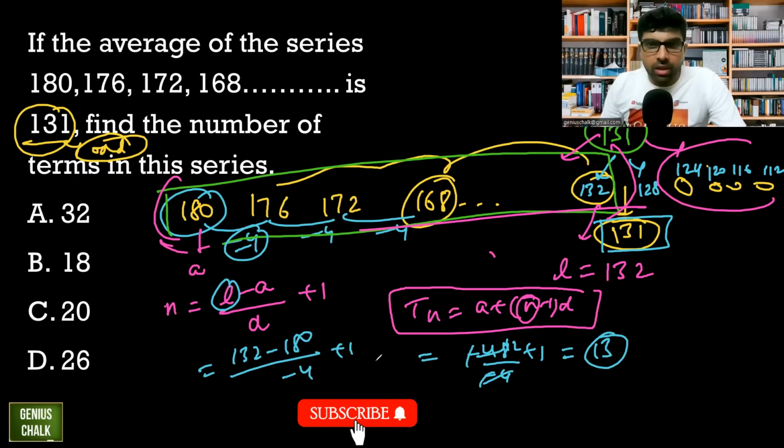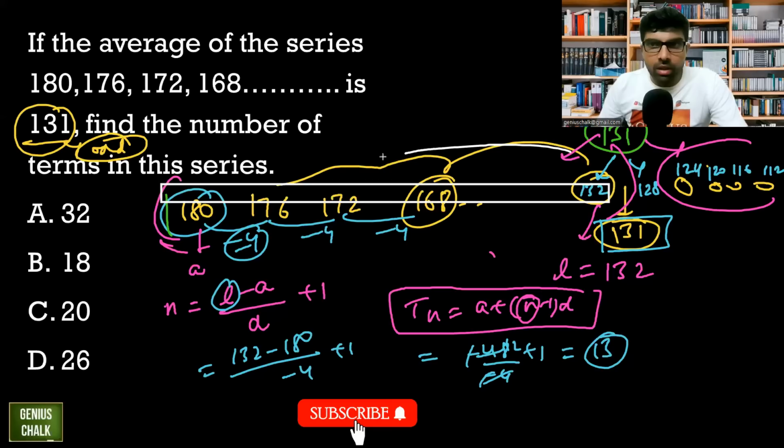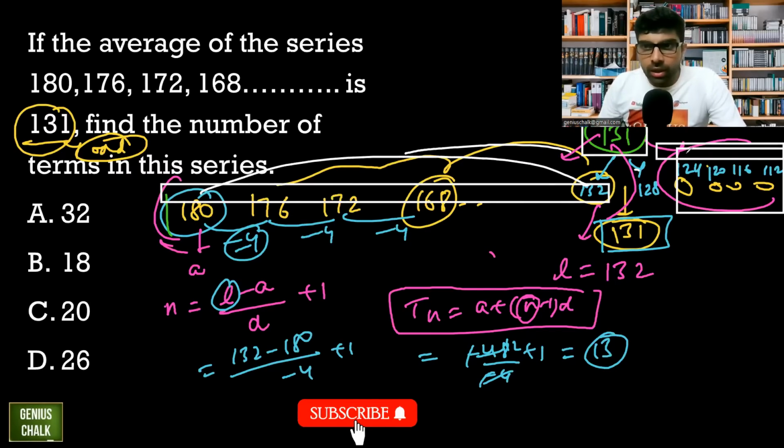That means I can say that before 131, I have how many terms? I have 13 terms. These are all 13 terms, right? So 13 terms I have before this 131. So after 131, it will again be 13 terms. So what is my answer? From here to here, there are 13 terms. Then here to here also 13 terms. So 13 plus 13, what is my answer? It should be 26. 26 is my answer.